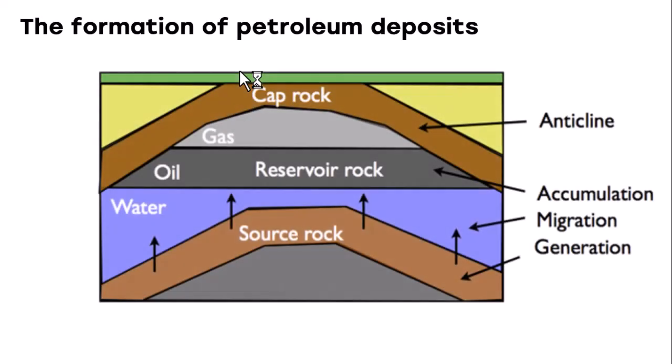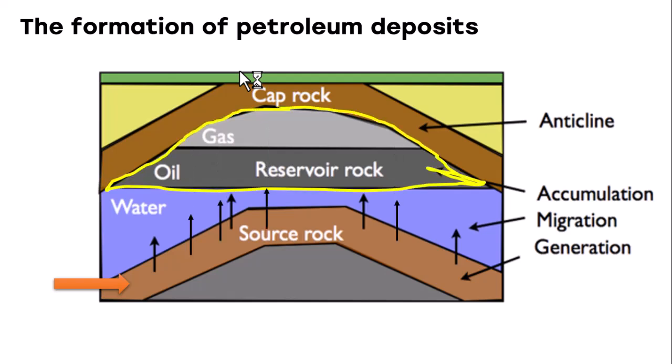The formation of petroleum deposits. Petroleum forms in the porous source rock from buried organic matter under heat and pressure. Oil and gas migrate upward through a permeable layer until trapped beneath an impermeable layer, which is called caprock. Water, oil and gas are separated by density within the reservoir.